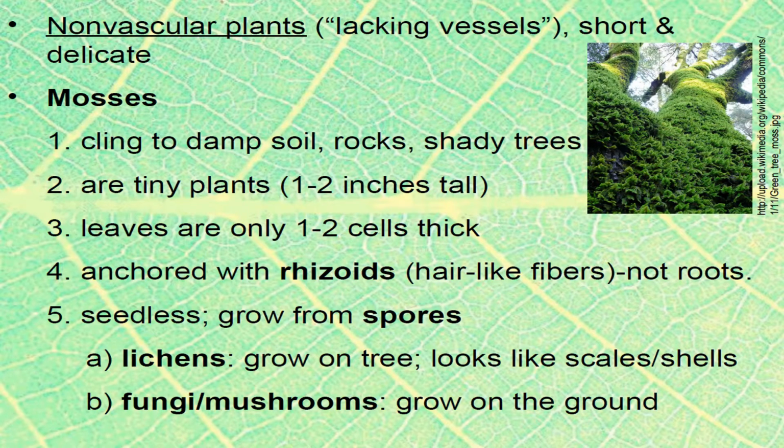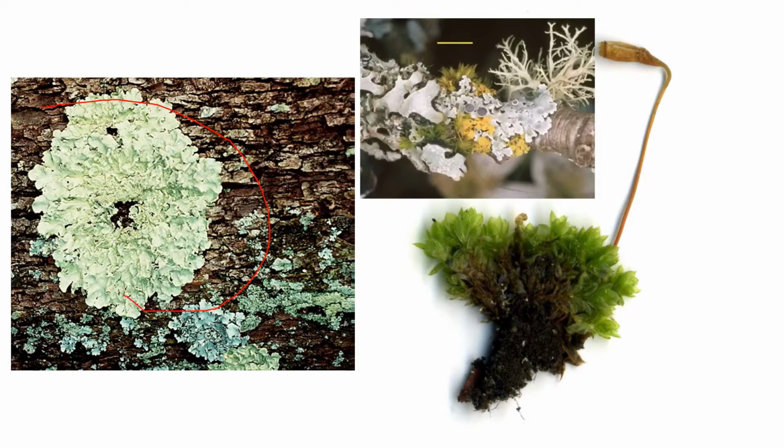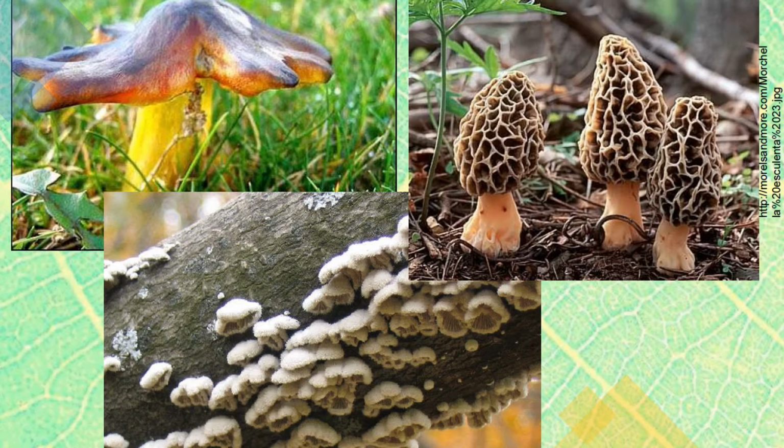Some fungi also have these characteristics, but they're not classified as plants. So here you see an example of lichen growing on a tree. Here's another example of lichen growing on a branch of a tree, and this is an example of moss. Here are some examples of different fungi.